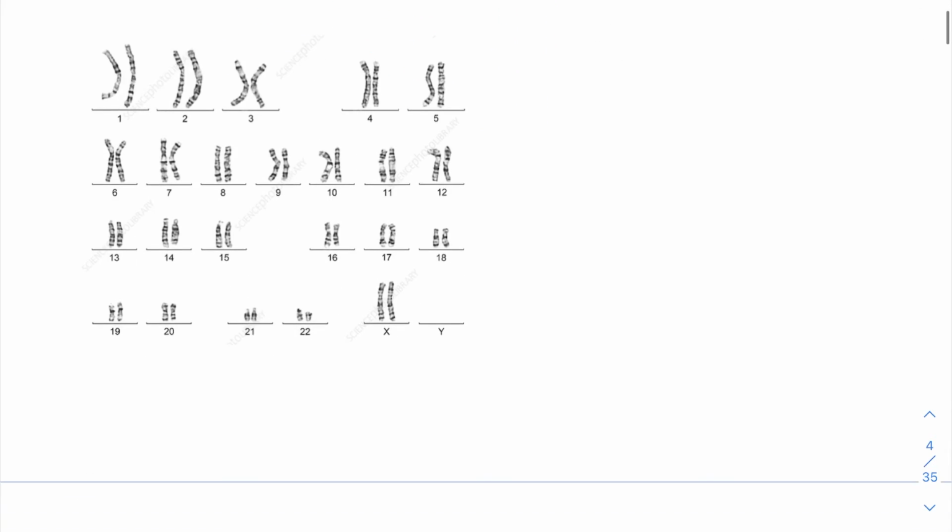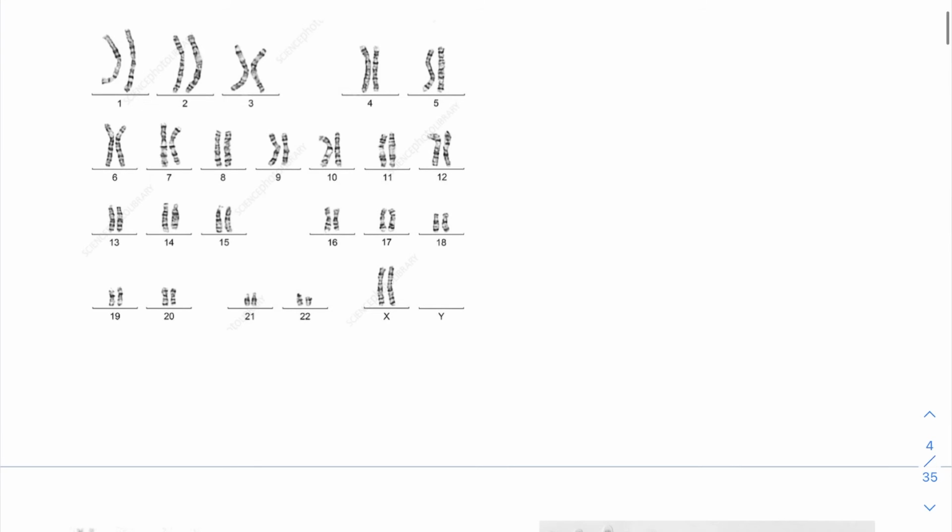So let's see the examples of karyotypes. You can get image-based questions from karyotype. In this image, the chromosomes are arranged in descending order of length. Chromosome 1 will be the longest chromosome, while chromosome 22 is the smallest. X and Y are the last chromosomes.